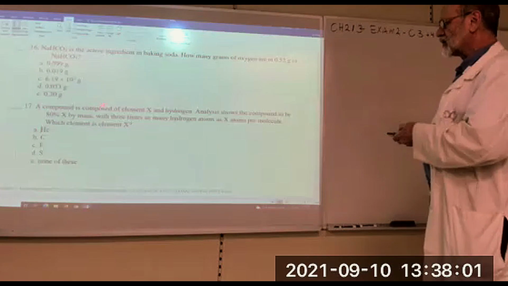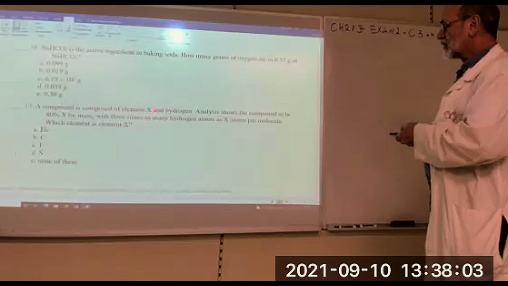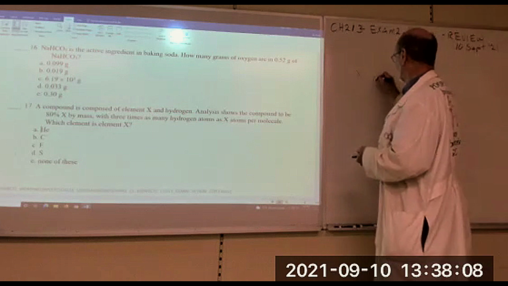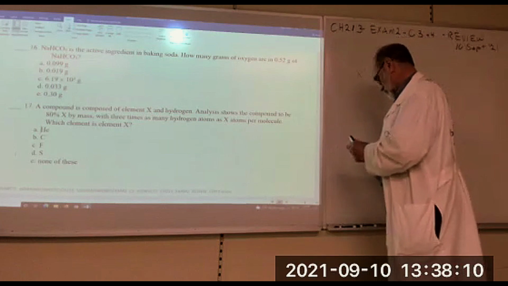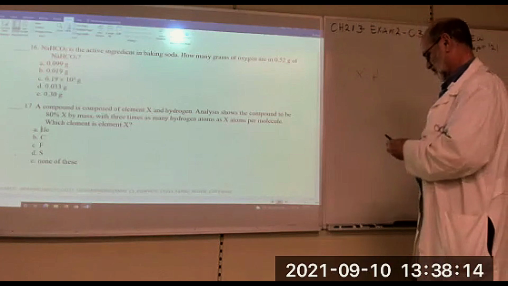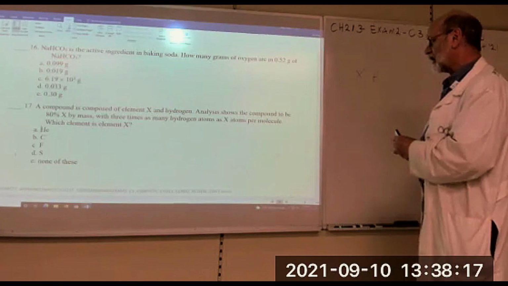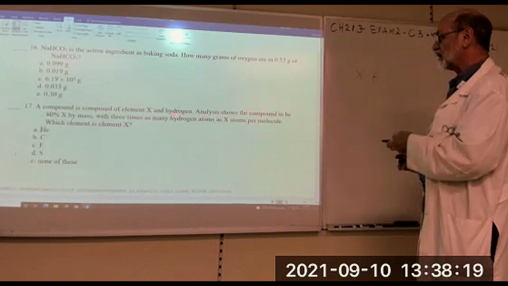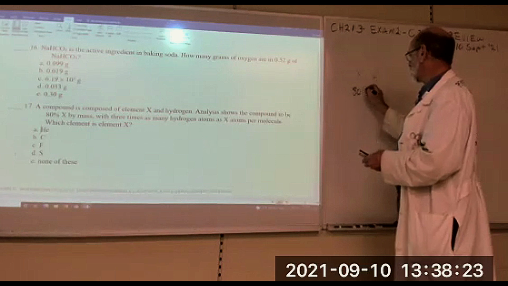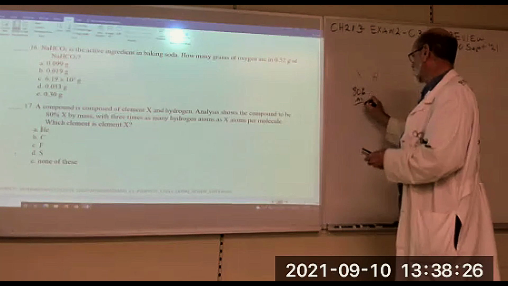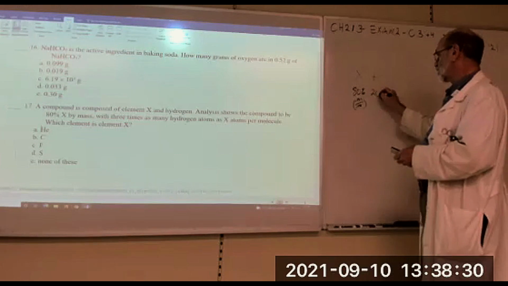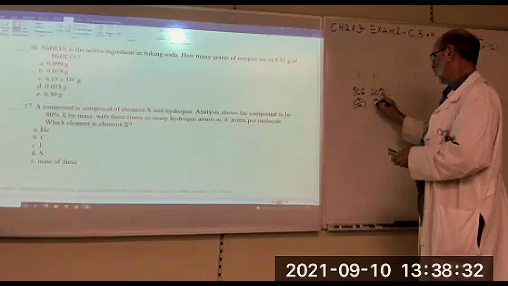Okay, a compound is composed of X and hydrogen. Now, analysis shows the compound to be 80% X by mass. So this is 80% mass. That means this one is what? 20%, right? Mass.